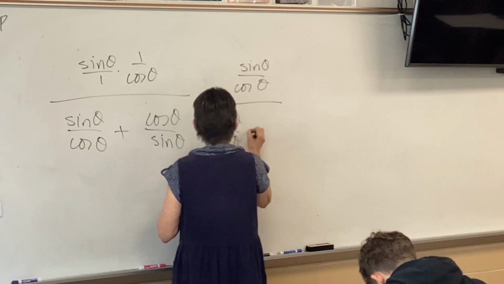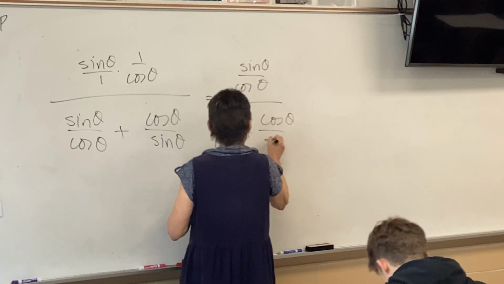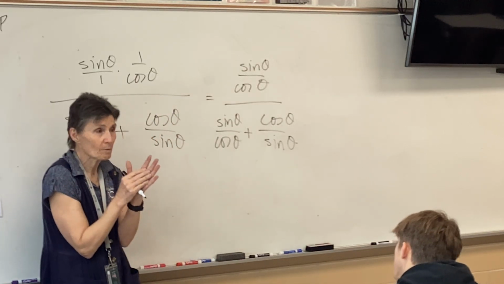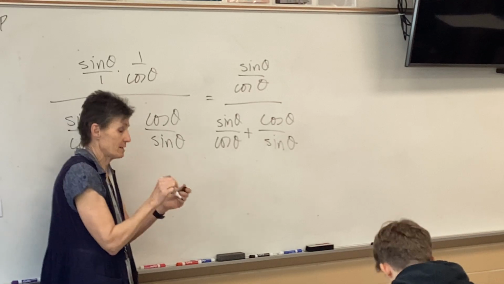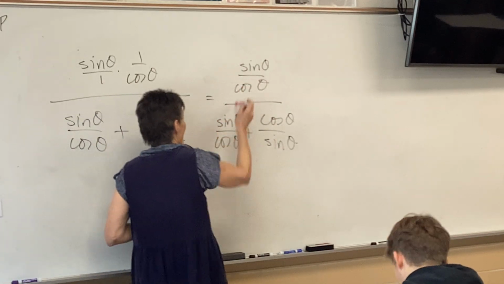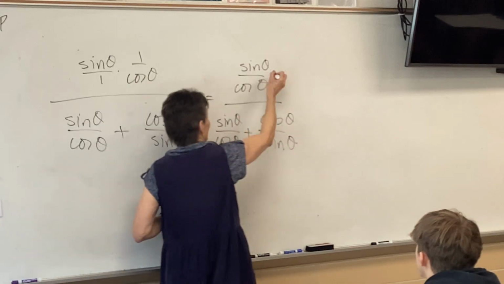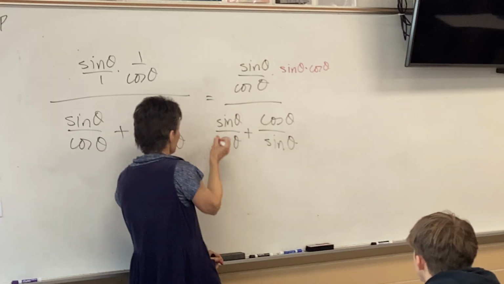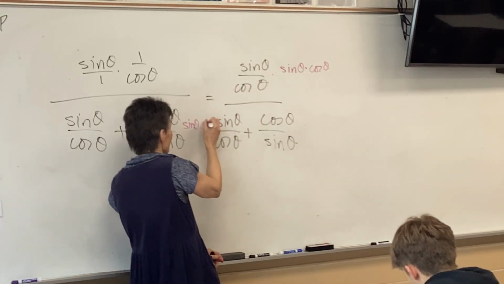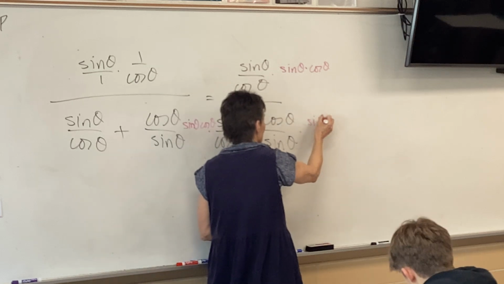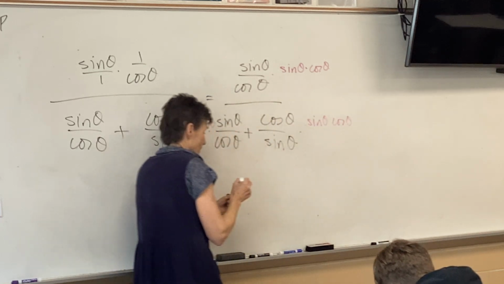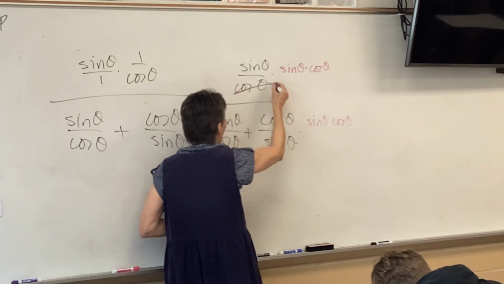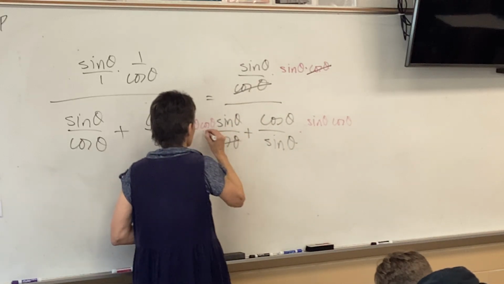Now, you can do this however it makes sense to you. But I like to find the common denominator of the whole shebang and multiply everything by it. So if you look at all the fractions, the common denominator would be sine times cosine. Would you agree with that? So I'm going to multiply everything by sine times cosine. The reason I did that is so that all of the denominators will cancel.